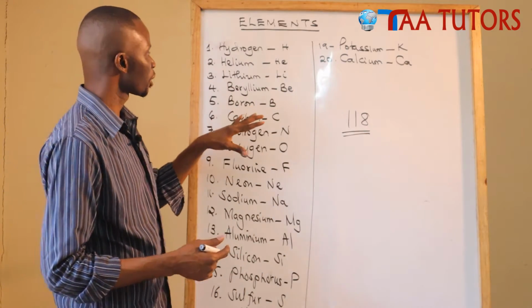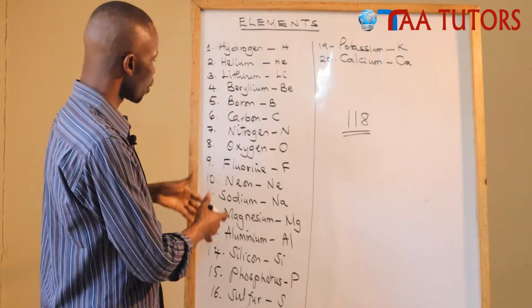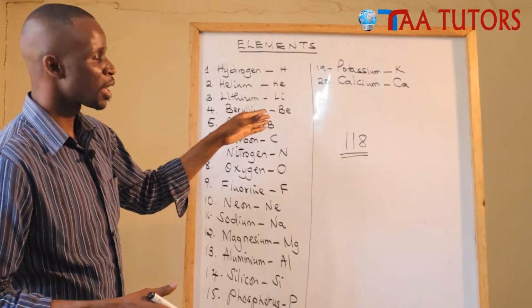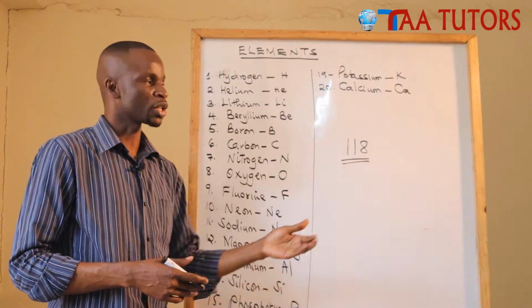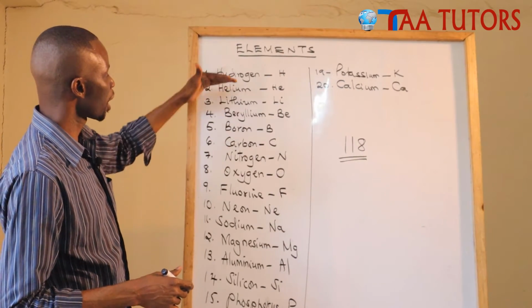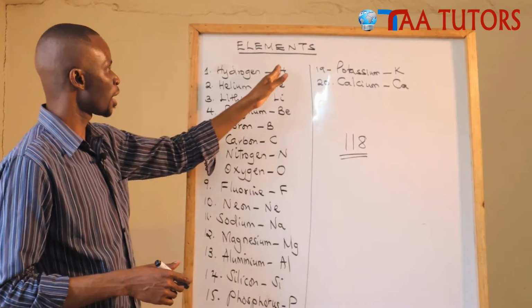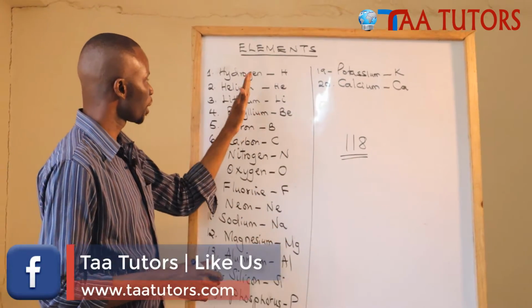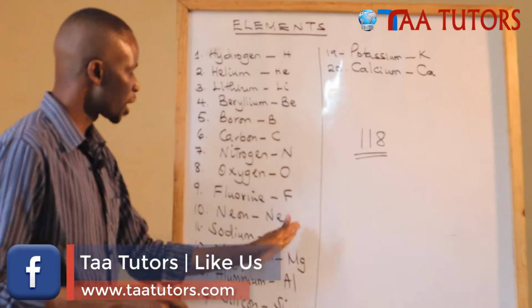And if you look at these first 20 elements, we have actually given them order. The number 1, number 2, number 3, up to number 20. These numbers mean something, and that is going to be understood in the next lesson. So if you look at these elements here, I have the names, and then I have what I call the symbols. So the names of the elements are here, and the symbols are here.